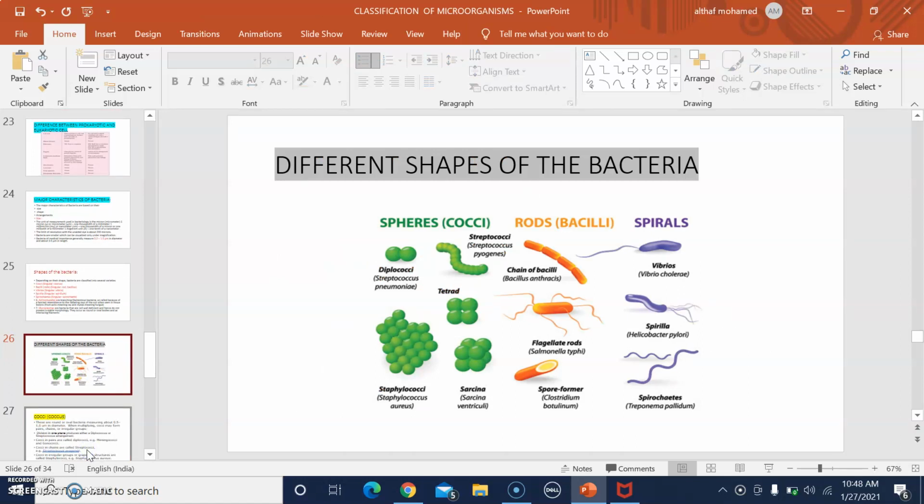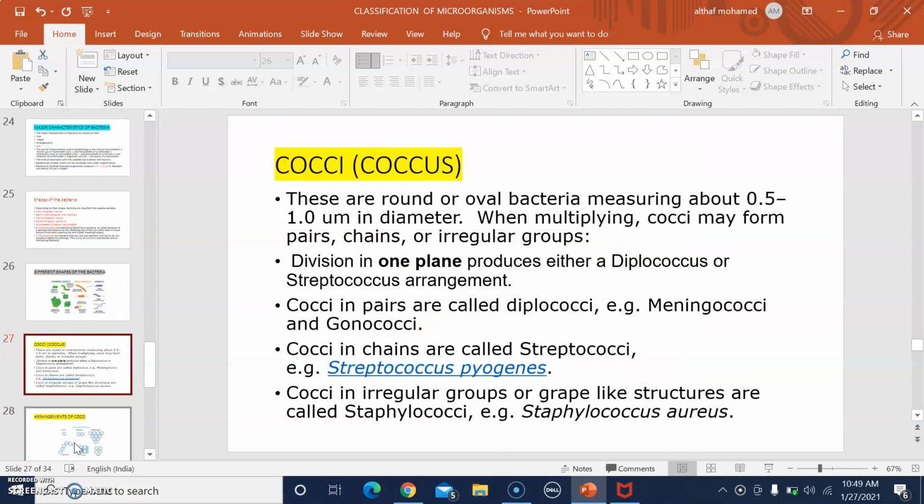Here in the green color it is shown as spherical, that is spheres or cocci: diplococci, streptococci, staphylococci. So each we can study. This is tetrad and this is sarcina. This orange color is rod-shaped bacilli. These can be arranged either in chains, or with flagella, or as spore formers. Next is spirals. This is vibrio, comma shaped, and these are spirilla and spirochetes. So the whole range of bacteria is given here, and we can study each of them.